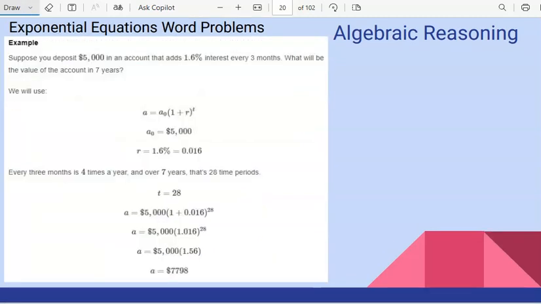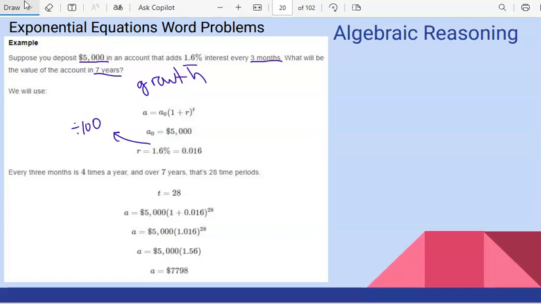Here's an example. Suppose you deposit $5,000 into an account that adds 1.6% interest every 3 months. What will be the value of the account in 7 years? This is a growth, so we're going to use this formula. The initial value is $5,000, and the rate as a standard form would be 0.016. Basically, we divide this by 100.